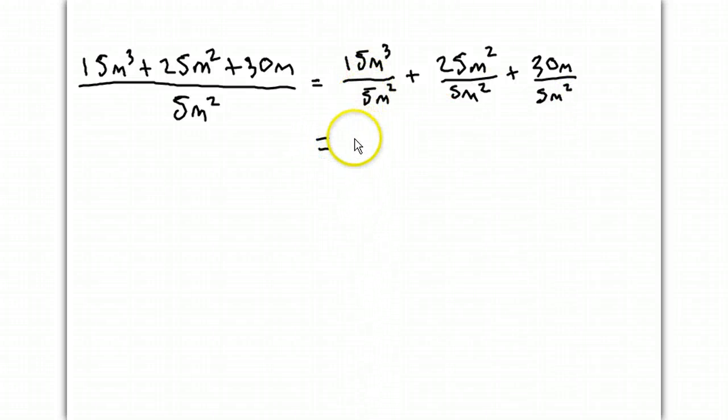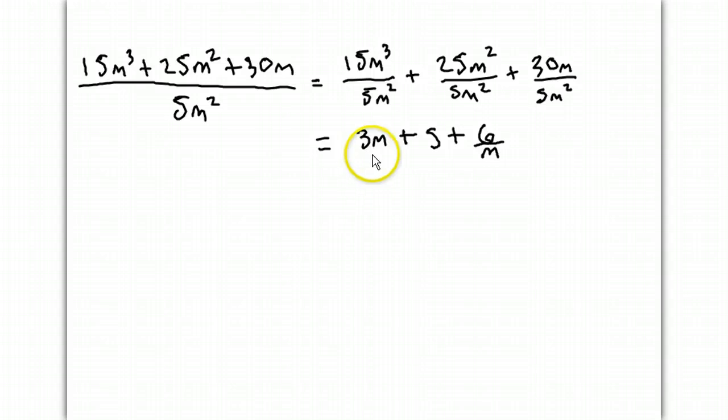So the first piece would be 3m, because 5 goes into 15 3 times, m squared goes into m cubed and knocks out 2 of them. Plus, this will give you just a 5, because the m squareds will cancel and 5 will go into 25 5 times. Plus, 5 goes into 30 6 times, and you have m at the bottom. So the answer would be 3m plus 5 plus 6 over m for that one.